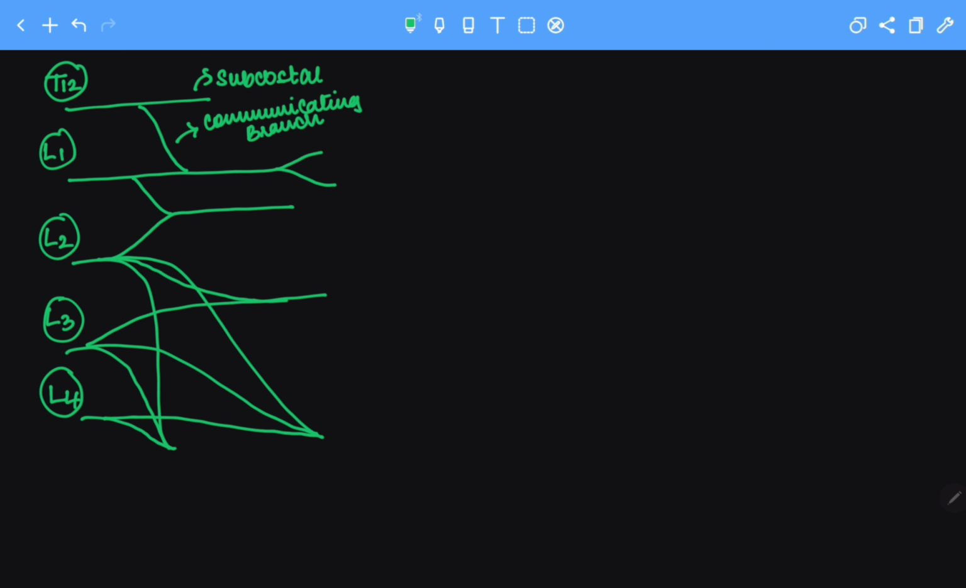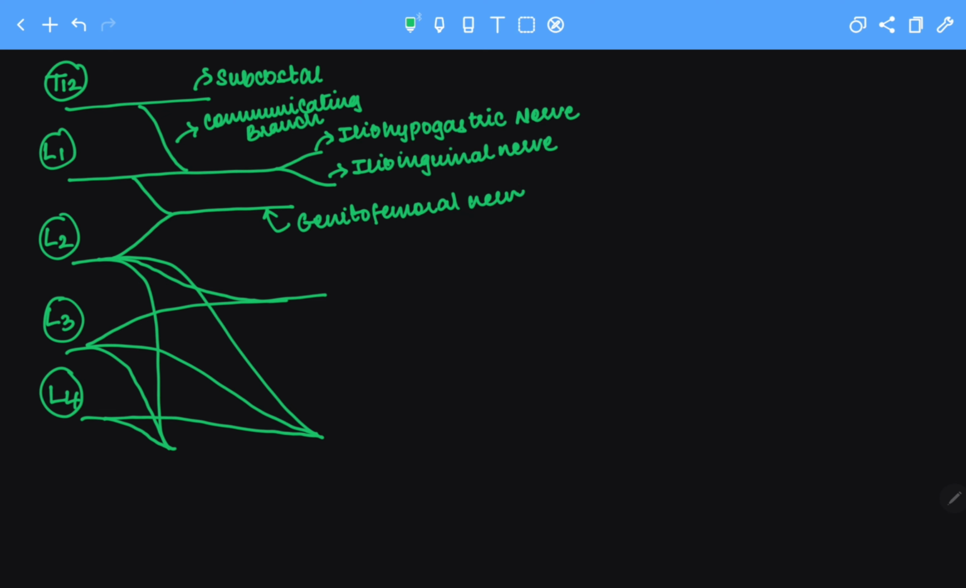Now let's name the nerves of the lumbar plexus. This is the iliohypogastric nerve. This is the ilioinguinal nerve. Here we have the genitofemoral nerve. Next, lateral cutaneous femoral nerve.